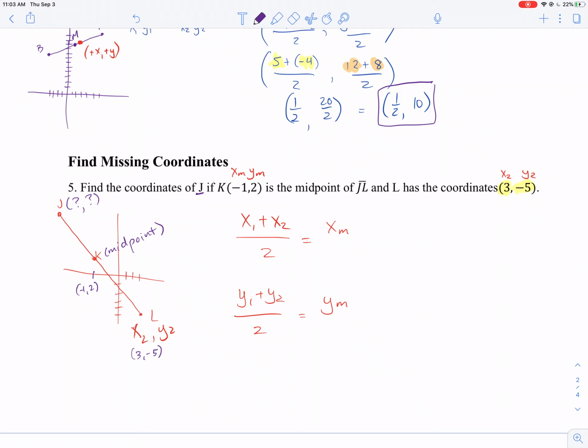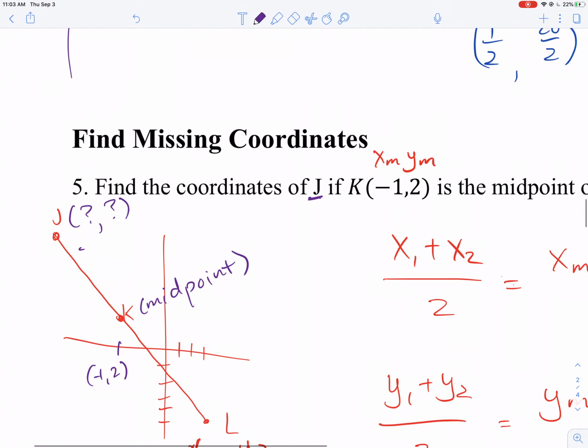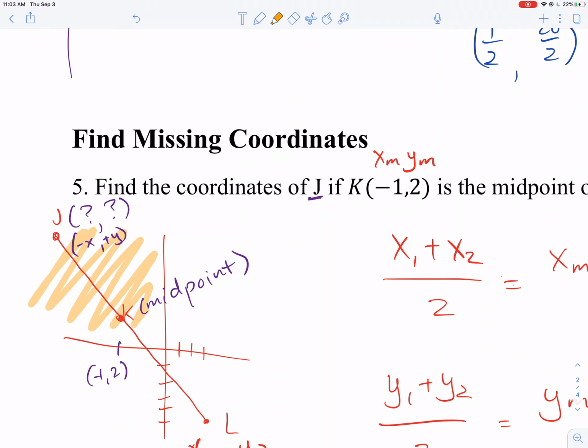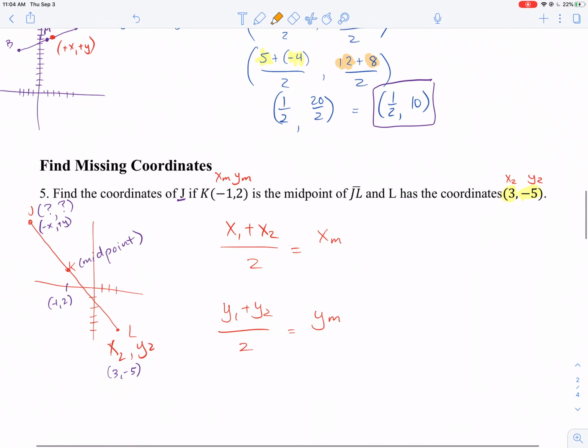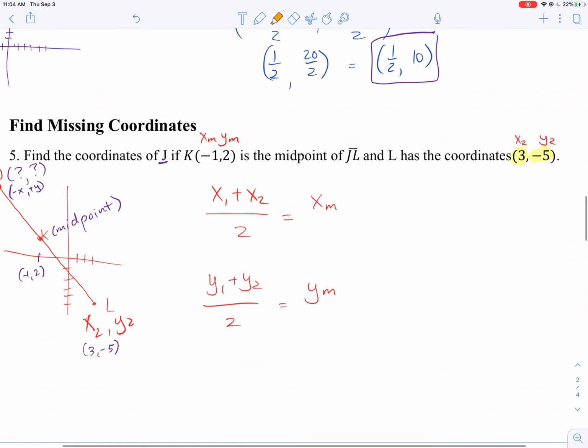So looking at that, we know that our X value is going to be negative. Sorry, that negative is kind of sloppy. We know we need a negative X because of what quadrant it's in, and we know we need a positive Y, because any coordinates in this quadrant are going to have a negative X and a positive Y. All right, so we're going to use our coordinates that we have, and we're going to plug them in.